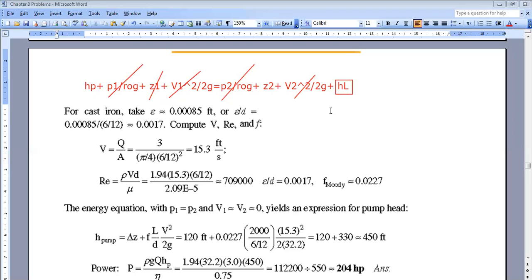Major losses are computed as follows. Since we neglect the minor losses, HL is equal to only f, which is the friction factor for major losses, times L over D times V square over 2G, where V is the average velocity in the duct, and here it is the same everywhere, because we have constant cross-sectional area. So that's it. I wrote my equation.